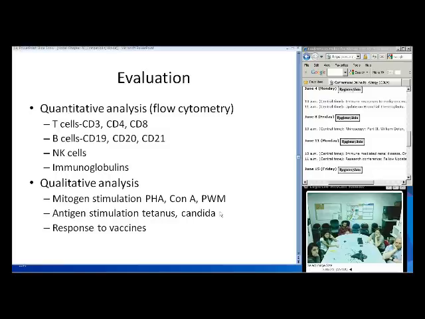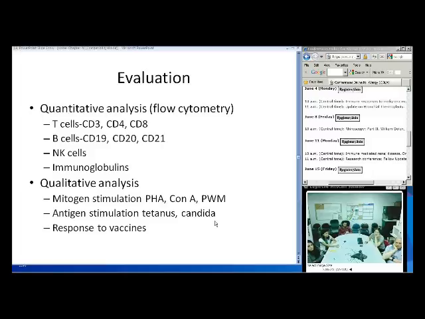If we see a cell divide, we know it's capable of dividing, and that gives us some information about the qualitative function of the cell. Things that can do this would be PHA, Con-A, and pokeweed mitogen. If a cell has already seen an antigen, it's going to have some memory, and then an antigen can force a cell into mitosis. So we can use antigen stimulation for things like tetanus and Candida.